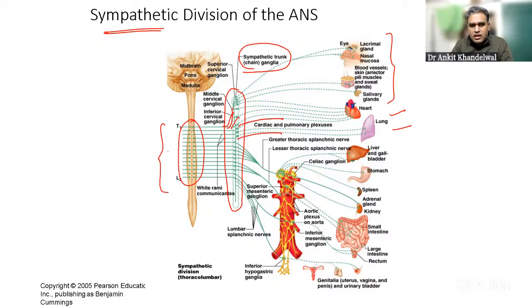Then from around T5 over here, let me highlight the splanchnic nerves. What are these? Thoracic splanchnic, greater and lesser. They supply the abdominal structures. Then you have the superior mesenteric ganglia, and the lumbar splanchnic nerve. They will supply the lower part, that is the pelvic area. So ultimately they start from here only, but then they spread out to the entire body.